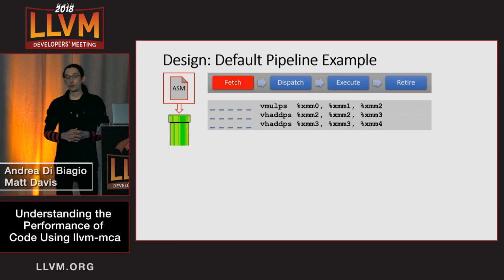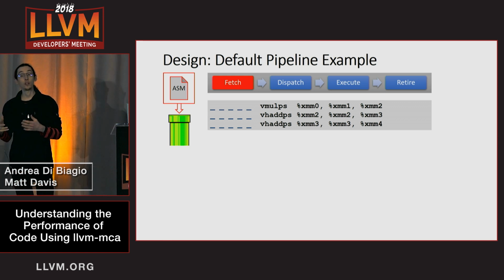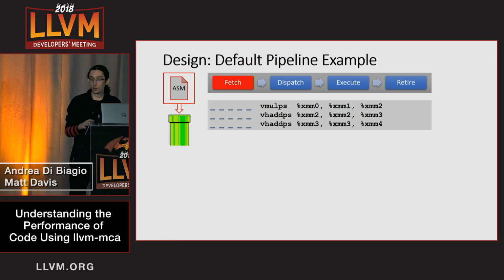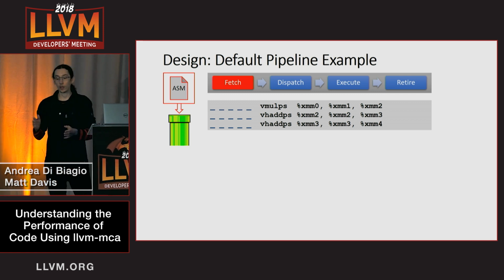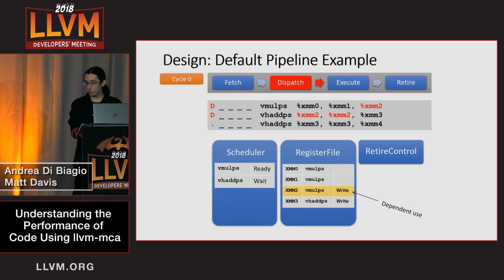So now I want to walk through the execution of a single instruction through MCA, just to show you what MCA is doing internally. So this is the same example that Andrea just presented. That's the block of 3 instructions that are the dot product.